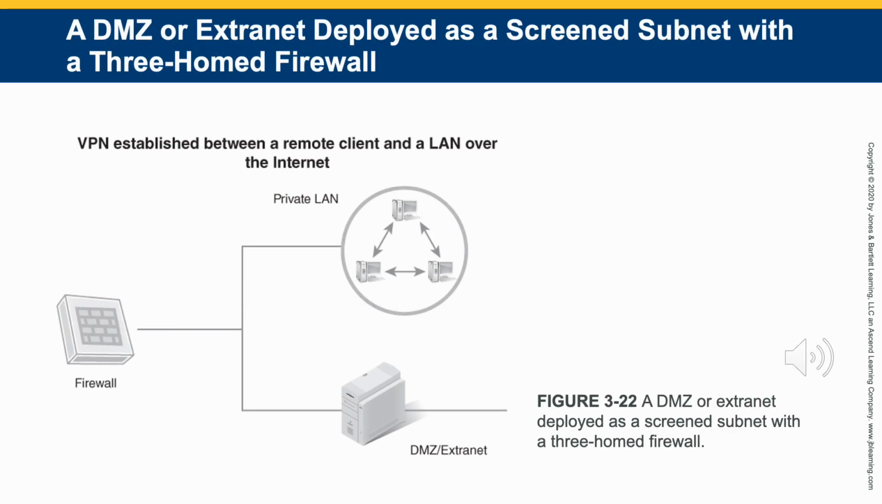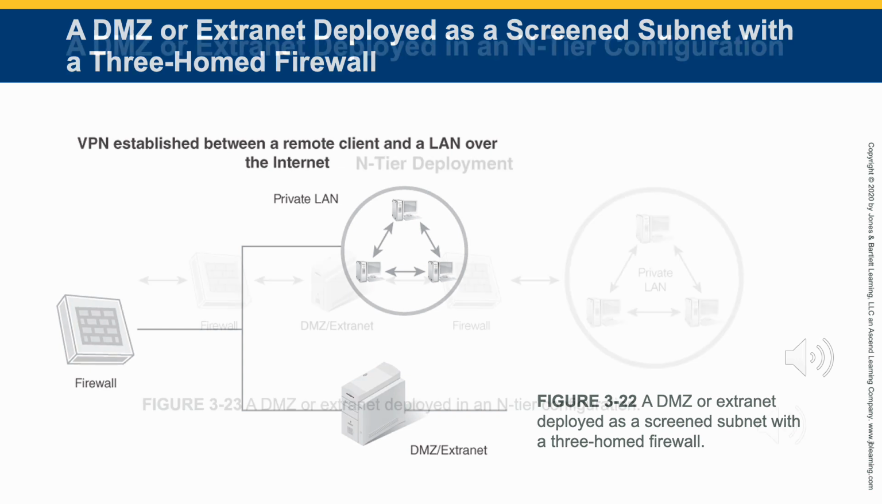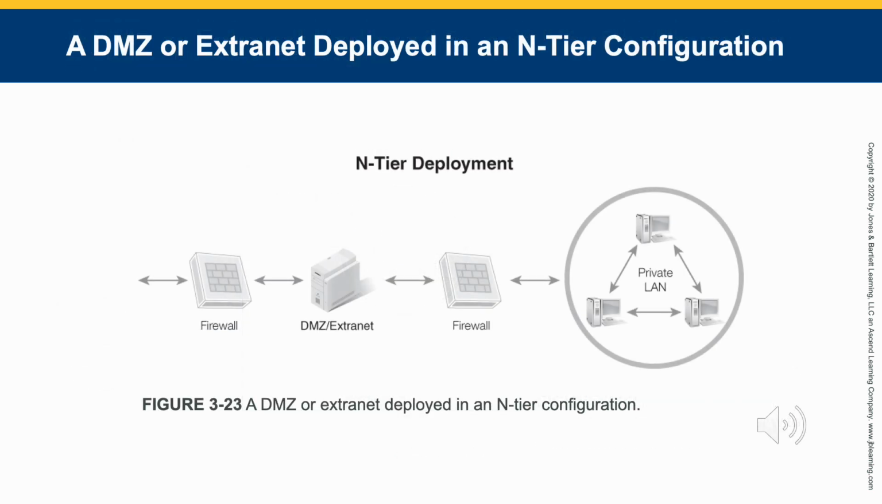A DMZ or extranet deployed as a screened subnet with a 3-homed firewall. Here we can see the VPN established between a remote client and a LAN over the internet. A DMZ or extranet deployed in an N-tier configuration. Here we have a firewall at the exterior of the network, then the DMZ, and then another firewall before you get to the private LAN.